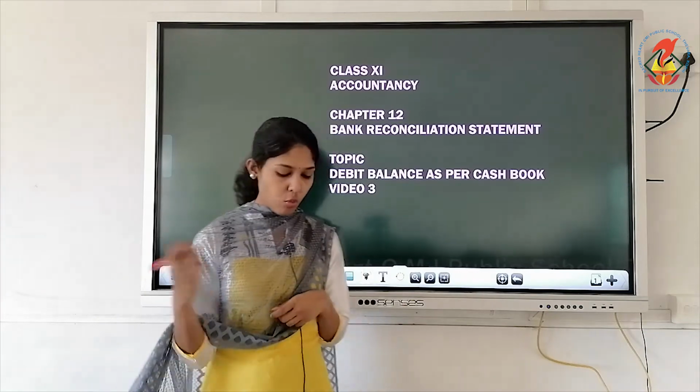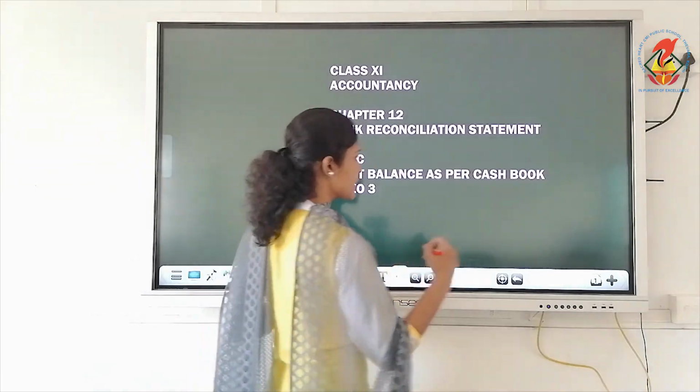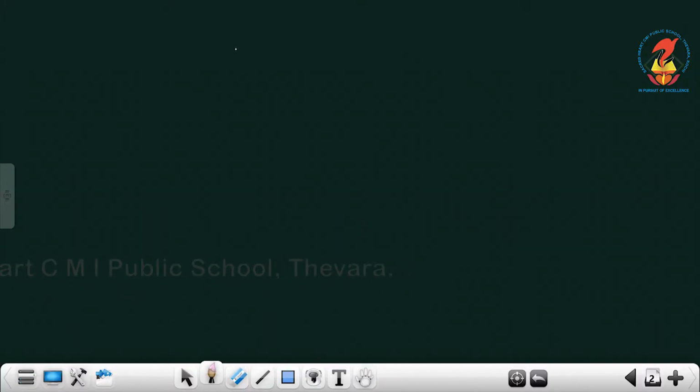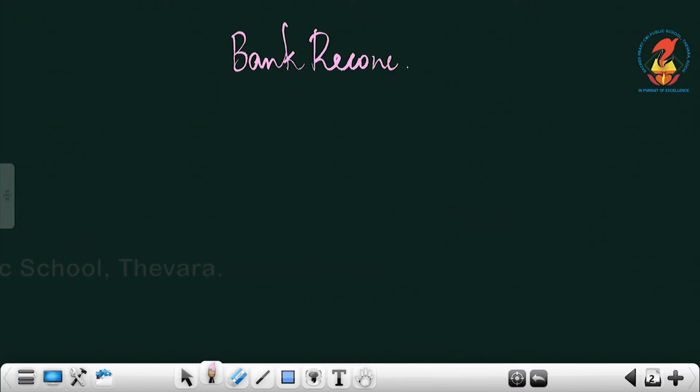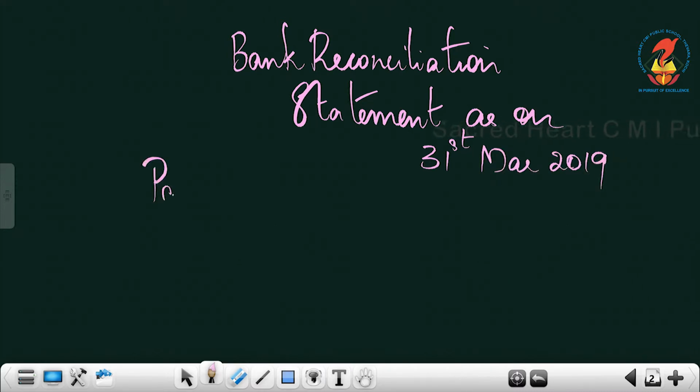So, we will draw the format first. It is as on 31st March 2019. The date is given. So, you draw the format first of all. Bank reconciliation statement as on 31st March 2019. We have particulars and 2 amount columns.